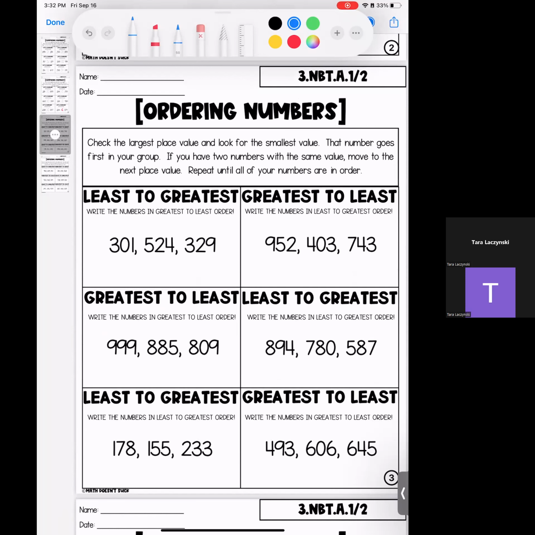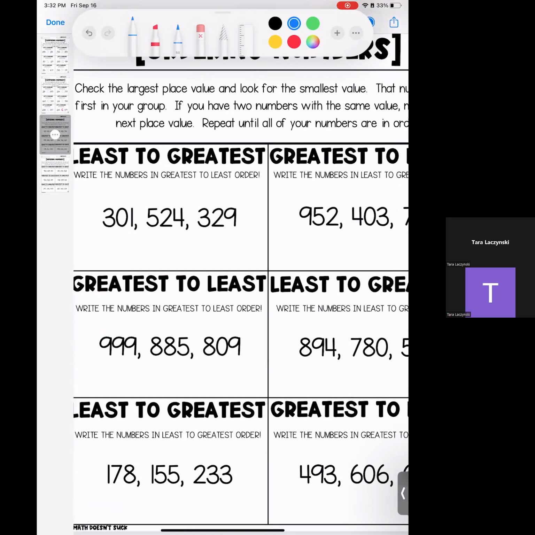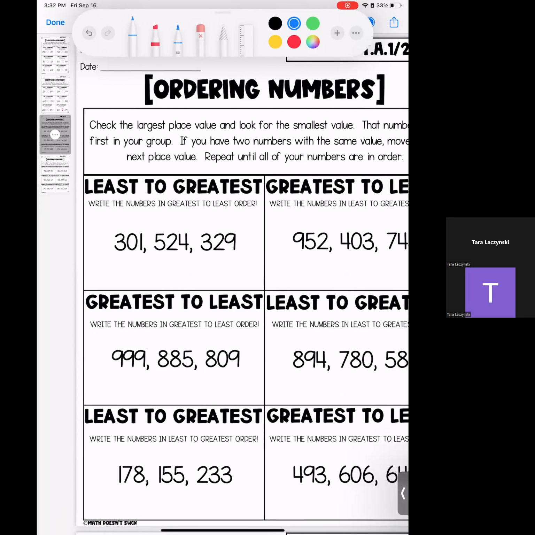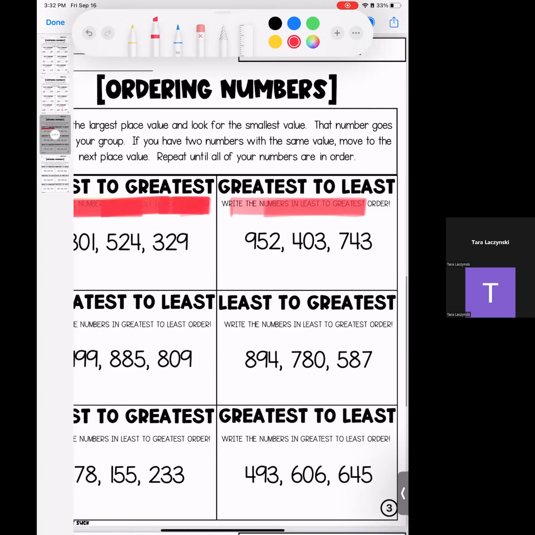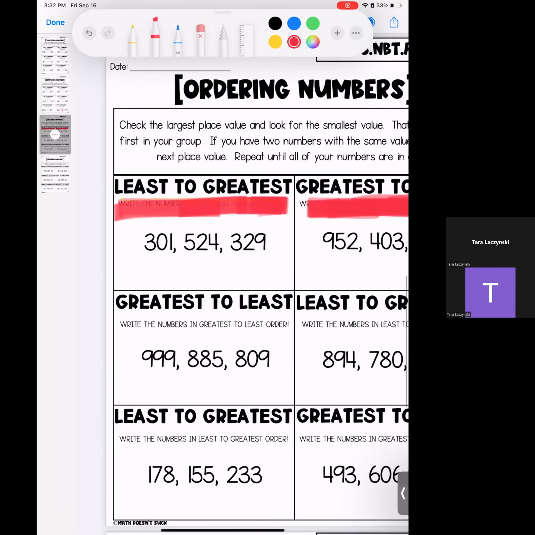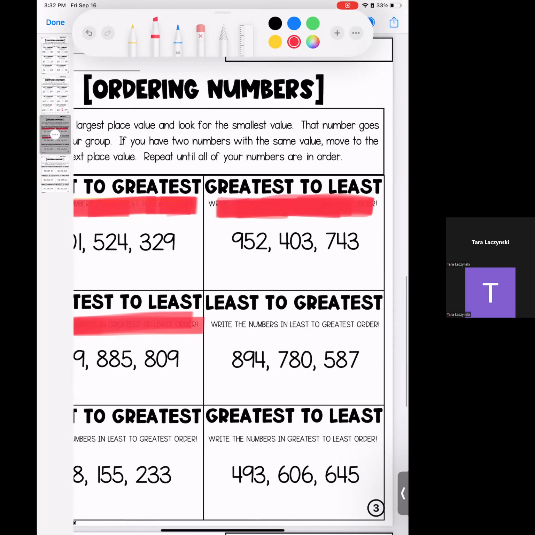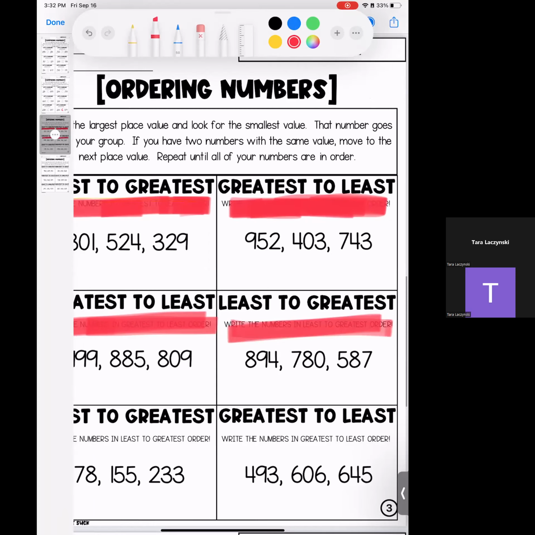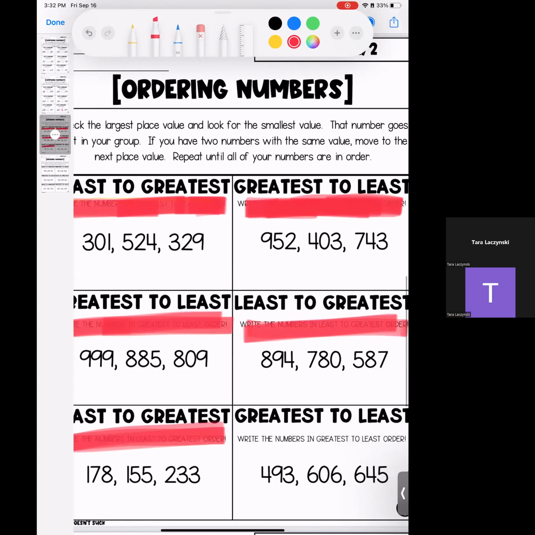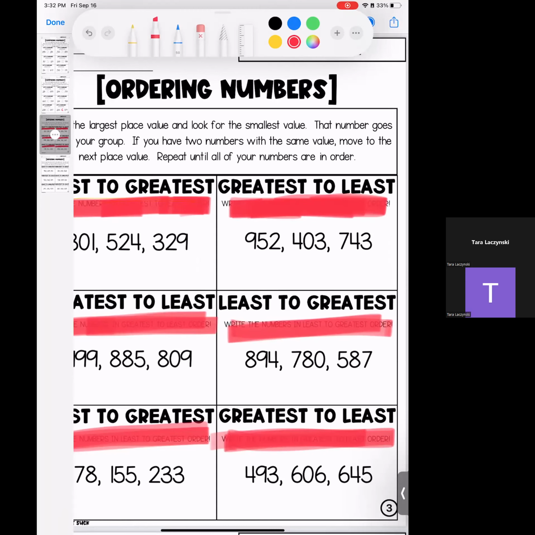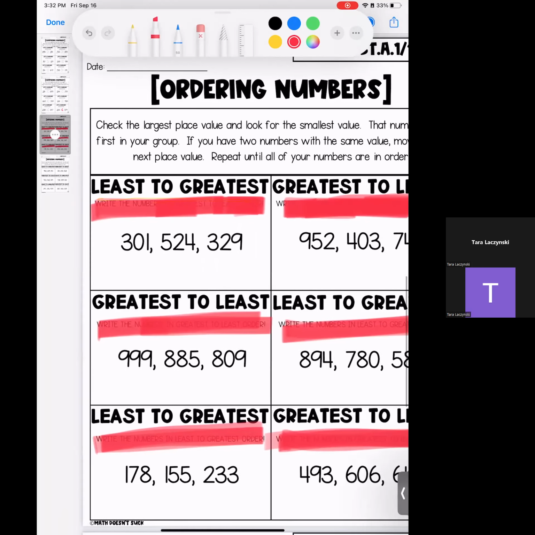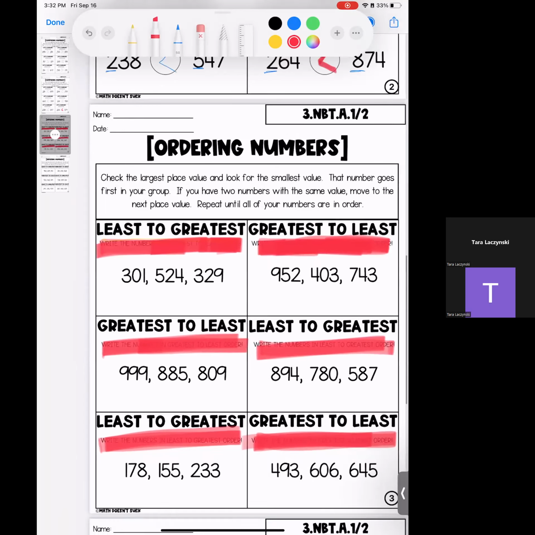All right, my loves, let's take a look here. We are doing ordering from least to greatest and greatest to least. Remember that we need to double check and see what we're being asked to do. So for this one, least to greatest, greatest to least, greatest to least, least to greatest. Notice that these go back and forth, so we want to make sure that we know what we're being asked, okay? So let's take a look at this first one.